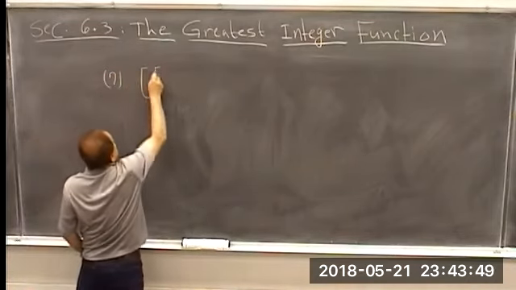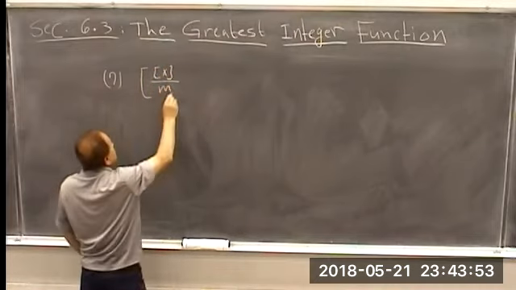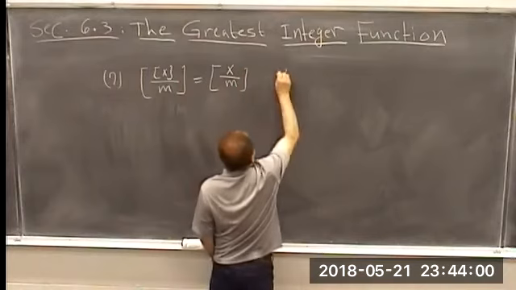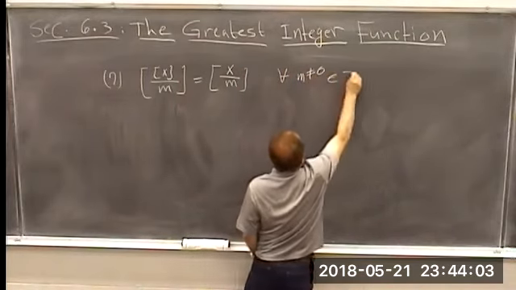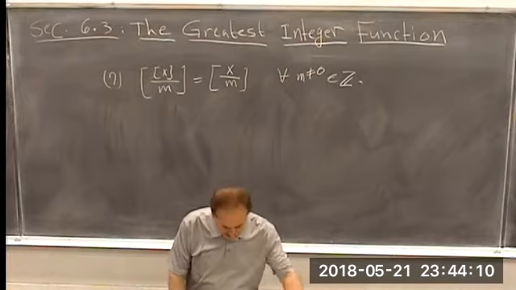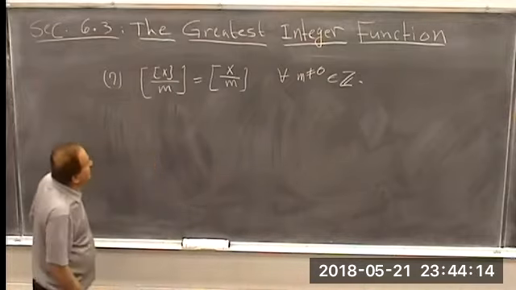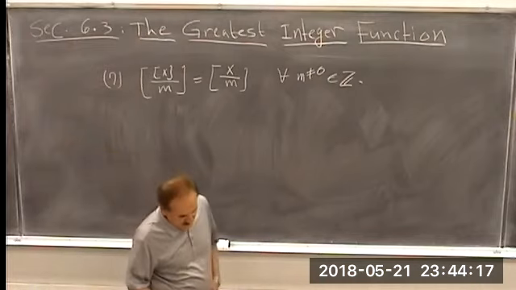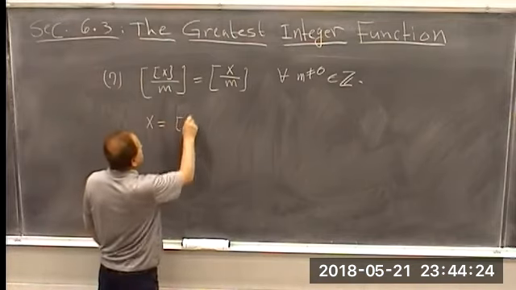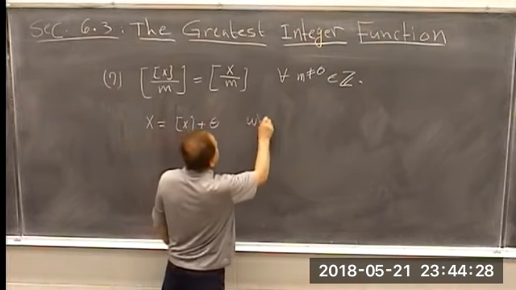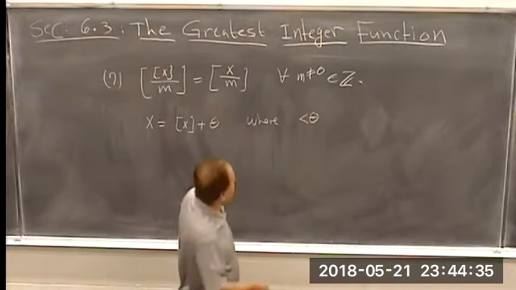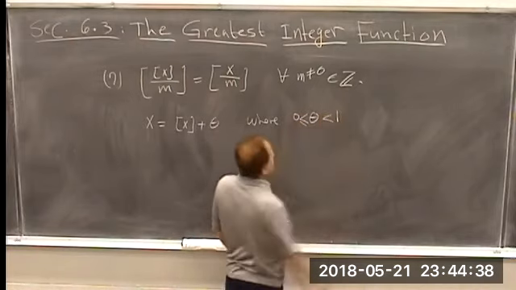So I want to show that the bracket of x over a non-zero integer m is the same as just the bracket of x over m, for every m not equal to zero. Again, we write x as the bracket of x plus theta, where theta is greater than or equal to zero and less than one.